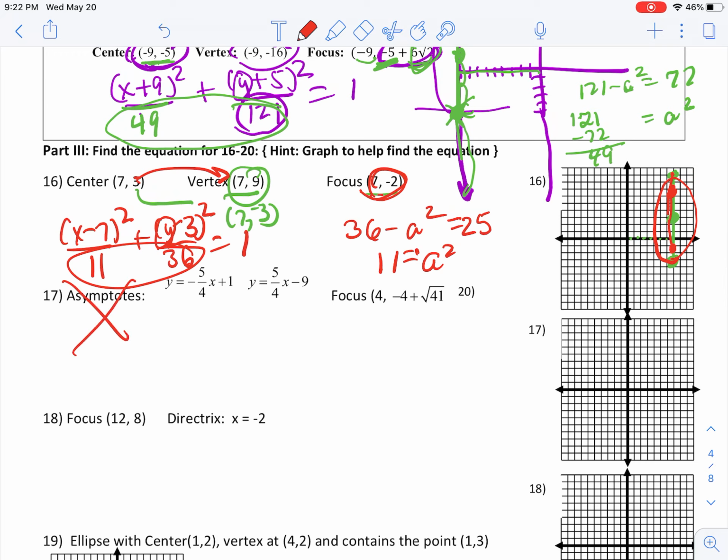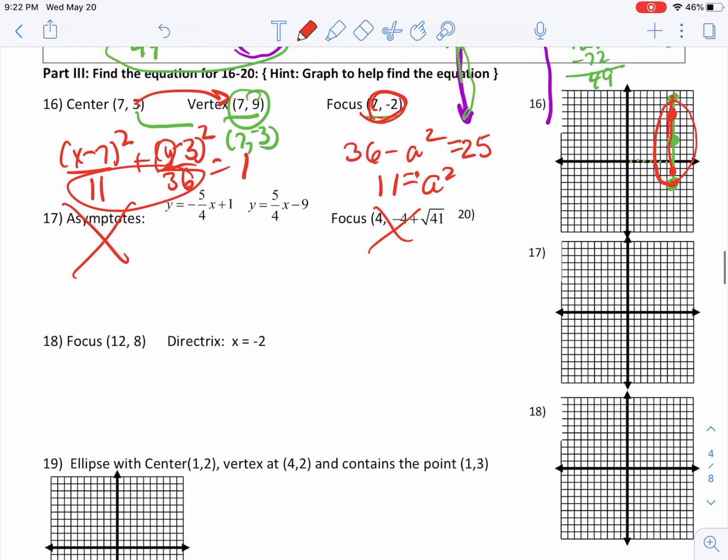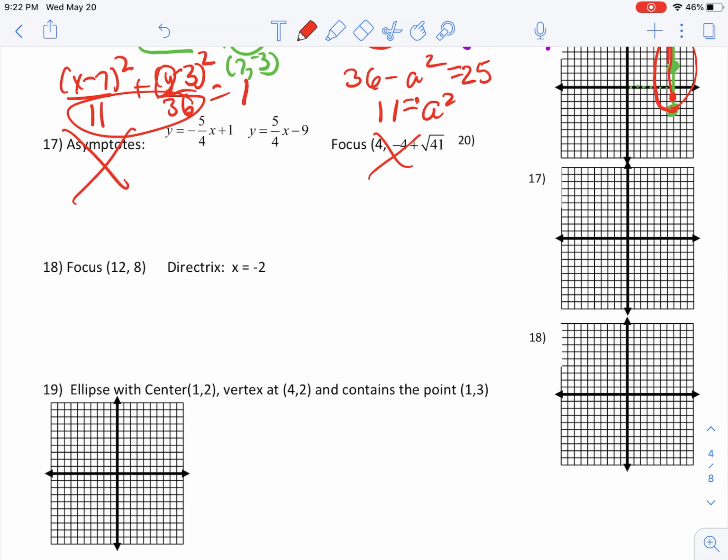so this next one, we're not going to deal with the asymptotes and the foci, but that would have to be a hyperbola. Number 18, just to talk about 18, your focus and your directrix. That means automatically you have a parabola. Your two choices are an x equals or a y equals. X equals go sideways, y equals go up and down. Let's go to our focus and think about it.